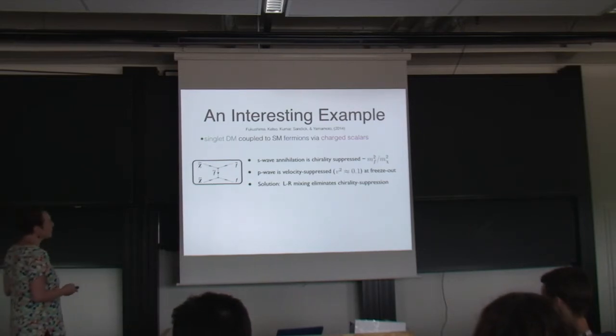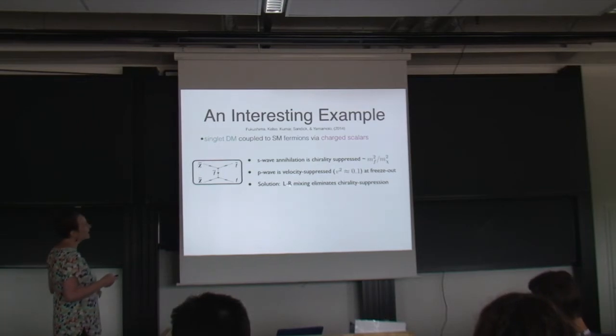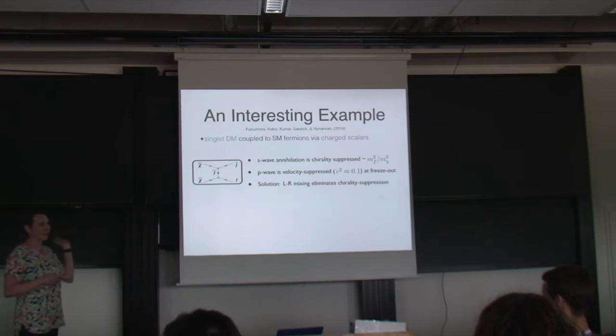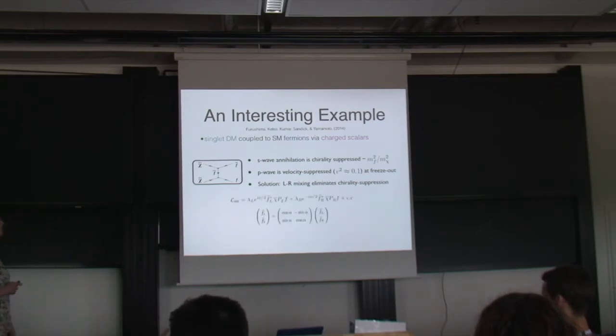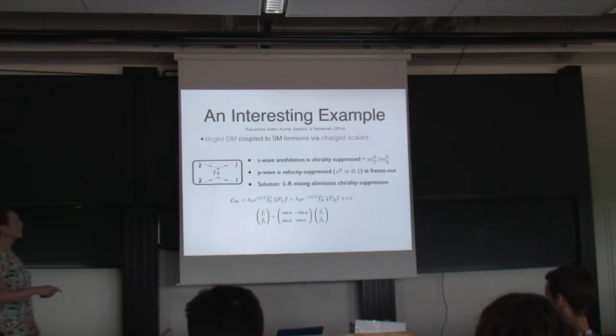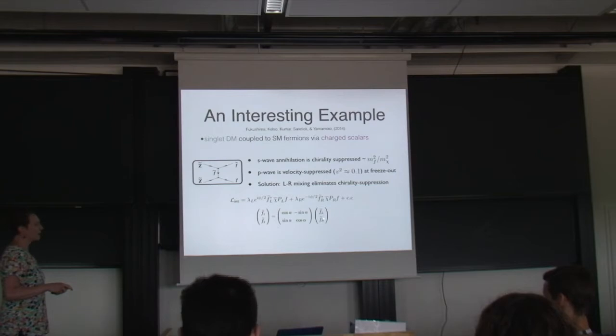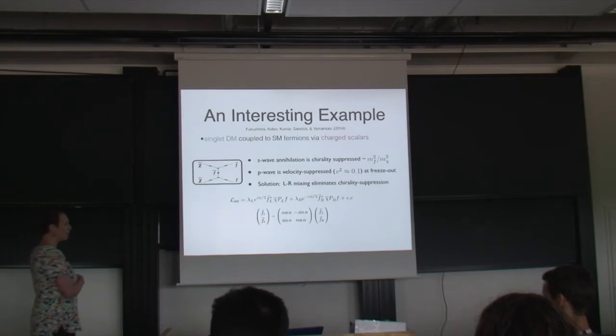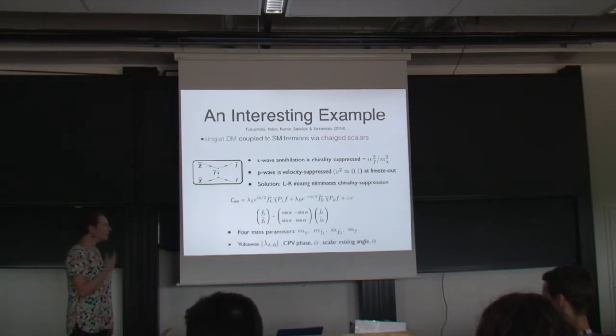The way that you can rescue that is by having mixing of the scalar that couples to the left-handed fermions and the scalar that couples to the right-handed fermions. So here's the interaction Lagrangian for what that looks like. The relevant thing here is that the scalar state that couples to the left-handed particles and the one that couples to the right-handed particles mix with some mixing angle alpha into their mass eigenstates, which we'll call 1 and 2, where 1 is lighter.